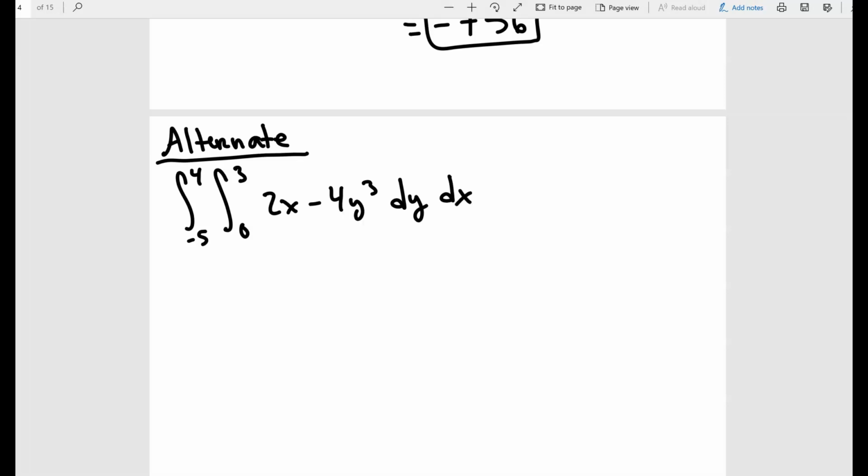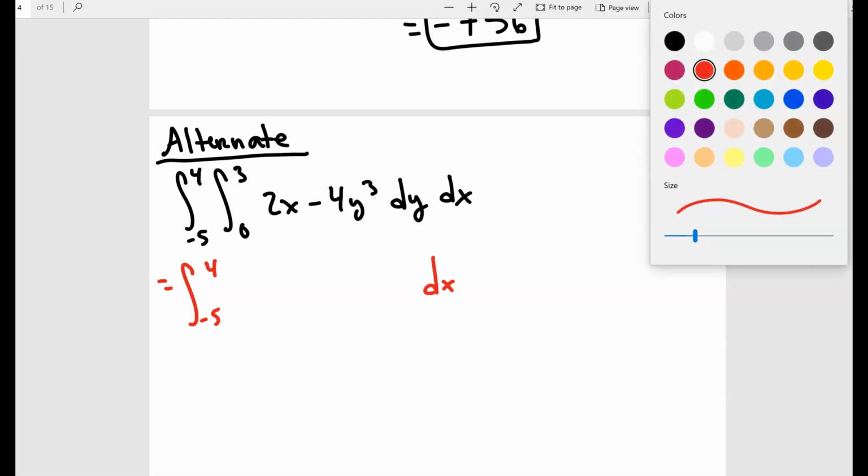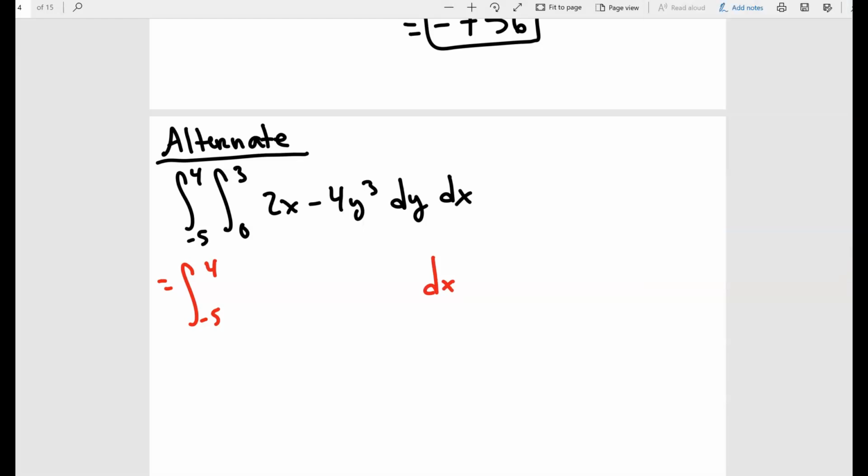Okay, so what am I going to get? I'm going to leave the outside by itself, -5 to 4, and dx is going to stay on the outside. And then the inside, I'm going to take the antiderivative. The antiderivative with respect to y now, this guy is just going to be a constant, so I'm just going to slap a y next to it. Minus 4y to the 4th over 4 from 0 to 3.